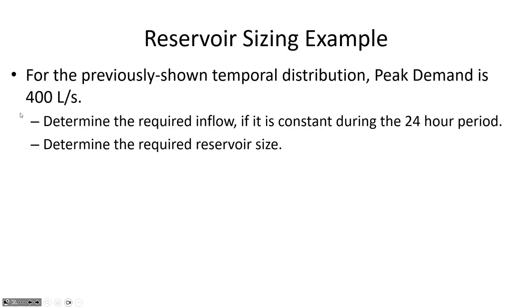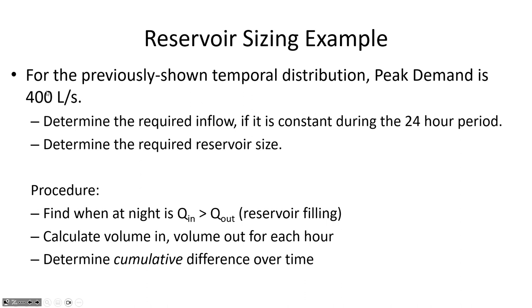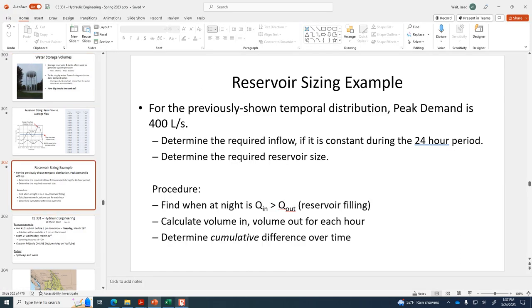So let's go with this hypothetical: what if the peak demand is 400 liters per second, and I want to know how big the reservoir should be. The procedure, and this is a really important point. I've noticed through this project that I'll say something in class and maybe about two-thirds of people will hear it, and then I'll get questions from one-third of the people that makes it clear that they didn't hear it. This is a really important point. You need to reorder your table to find the hour of the day when the flow in is just beginning to be greater than the flow out. So that's not at midnight, it's before midnight. Let me show you what I mean by that.